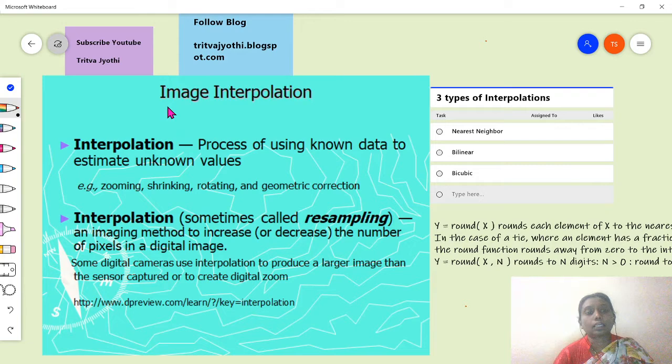So what is meant by interpolation? Interpolation is a process of using known data to estimate unknown values. What is meant by known data and estimated unknown values? For example, suppose we captured an image through a camera or whatever resource we use to capture the image, and after that we want to zoom that image, from the original image to a zoomed image of some size. That is one kind of processing the image.